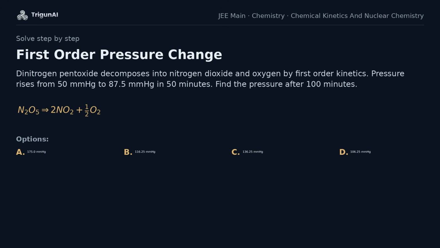Dinitrogen pentoxide decomposes to nitrogen dioxide and oxygen. The pressure increases from 50 mm of mercury to 87.5 mm of mercury in 50 minutes. We have to find the pressure after 100 minutes. Let us solve step by step.